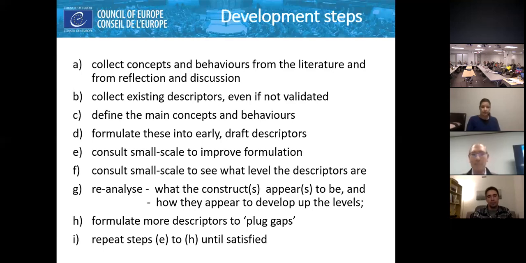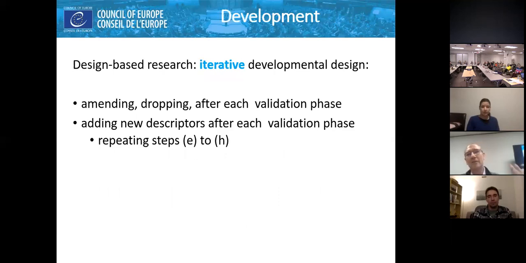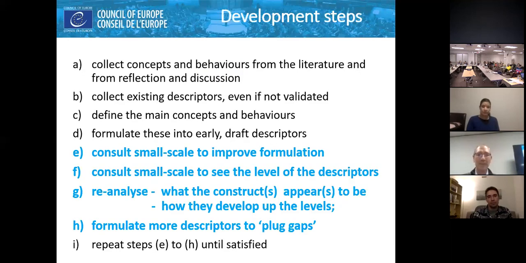And you just keep going around in circles, repeating this in iterative stages, amending and dropping and adding descriptors as you go through each cycle. And the cycle is basically, you change things and then you go through this small scale consultation, which can just be with 2 or 3 people. You don't need that many people. It just has to be somebody who didn't write it.